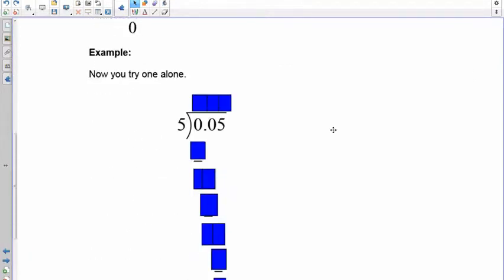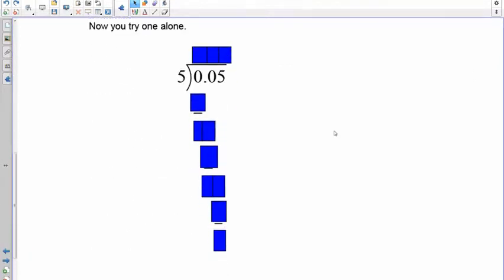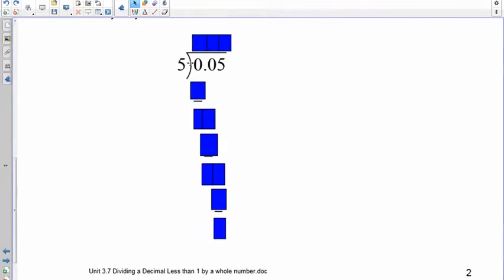Let's try another one. First off, how many times does 5 go into 0? Well, you can't make a 5 out of nothing. And that decimal goes straight up, so now we've got a 0 here. Well, 5 times 0 is 0. When you subtract, you get 0. Now we can bring down this number here, which happens to be a 0. Now, how many times does 5 go into 0? It can't, because you can't make a 5 out of nothing.